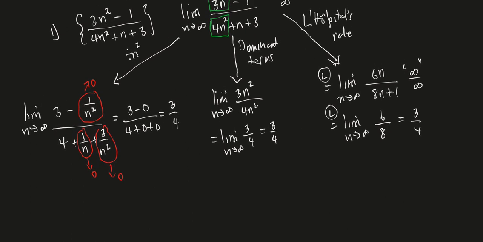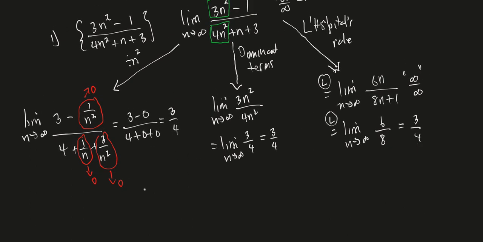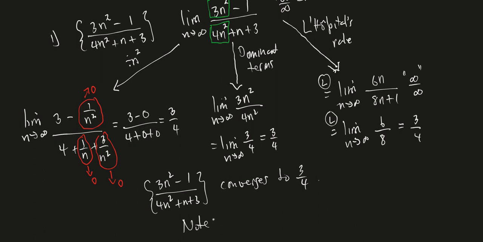So, well, actually, before this, let's just summarize. So this sequence, this 3n squared minus 1 over 4n squared plus n plus 3, this one converges to 3/4. And what I will make a note about this. Note, there are no terms in the sequence that's actually equal to 3/4.